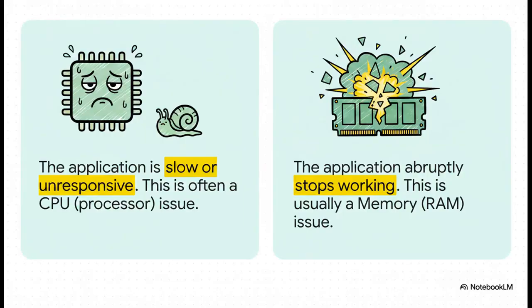To solve this mystery, first we've got to figure out what kind of crime we're even dealing with. If your app is just being slow, kind of laggy, and unresponsive, the evidence usually points to the CPU, the processor. But when it's crashing completely, that's when we're looking at a totally different culprit, a memory issue.